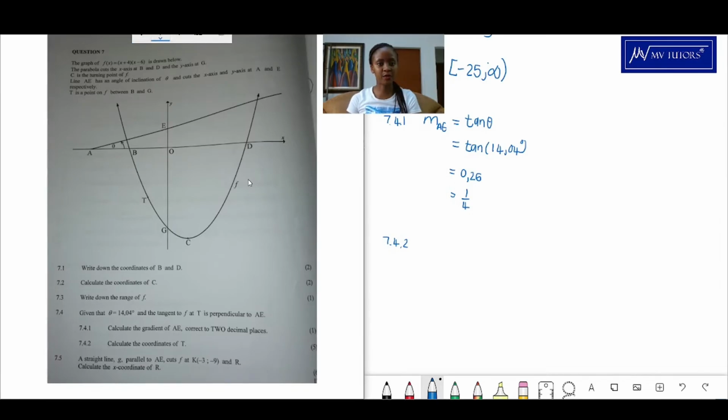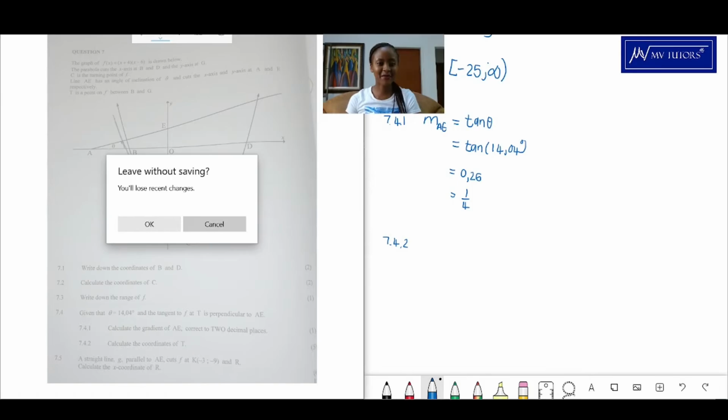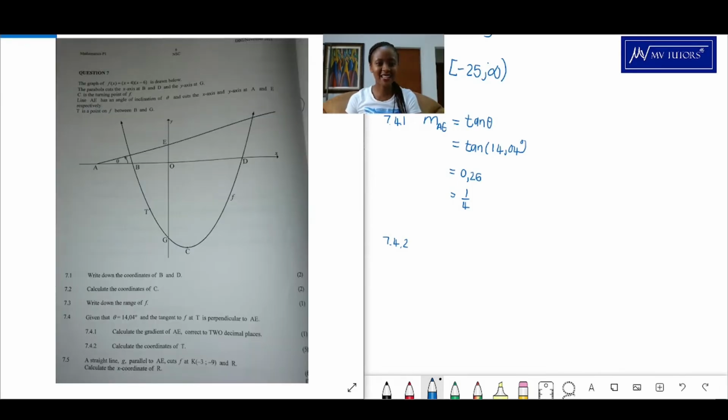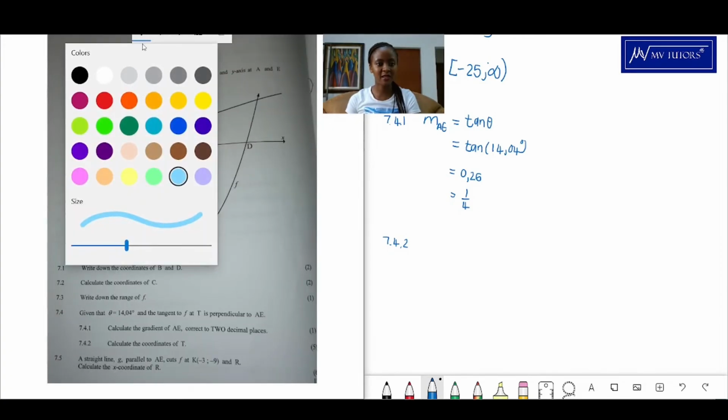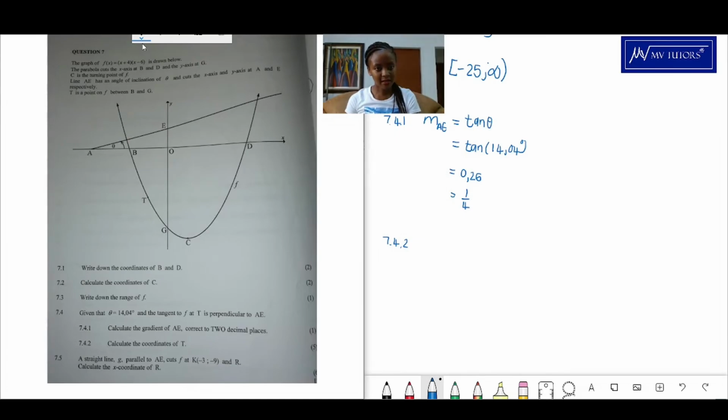Okay, so if I were to sketch it in, let's see, how would we do it? Okay, so there's a tangent at T. It would go something like, no, not like that, definitely not like that. But yeah, something like that. Let's try again. Let me use this thick one and make it red. Okay, so it would look something like this. And this line is actually perpendicular to AE.